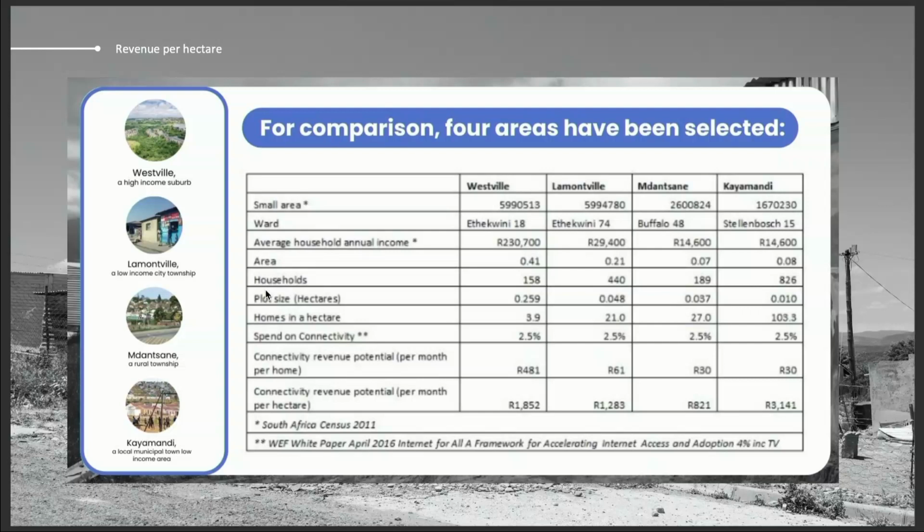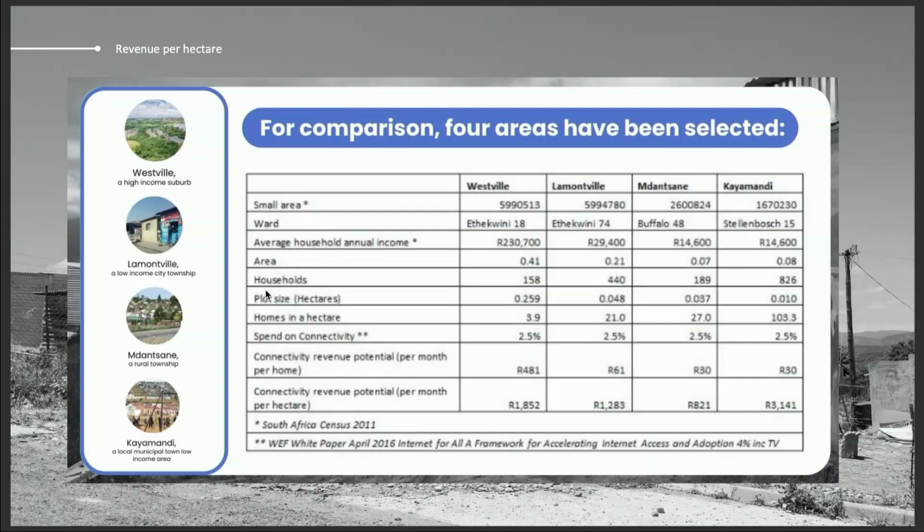So on that basis, our connectivity revenue potential per home in Westville is plus minus 500 Rand a month. In Lamontville's 61, in Umdansani's 30, in Kayamandi's 30. But if we do it per hectare, where we're measuring the density of homes, it comes out very differently. Westville's about 1,800 per hectare, whereas Lamontville, instead of being a tenth of the amount, is 1,300 per hectare. Not that much different, okay?